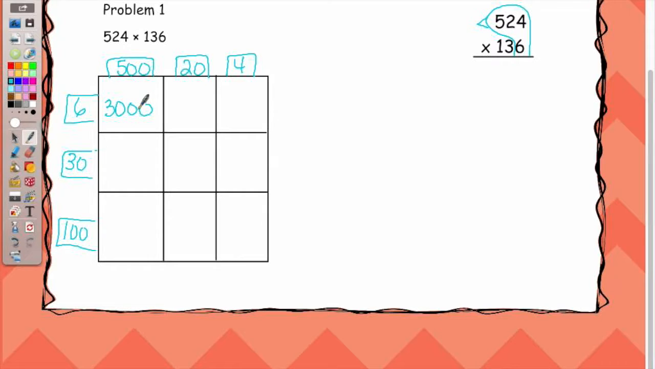Don't start the standard algorithm yet, please. I have a reason. Oh, by the way, boys and girls, please don't write commas in the numbers until the final product. And I'll explain why here in a little bit, okay?